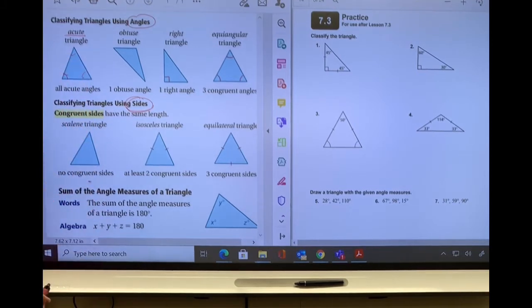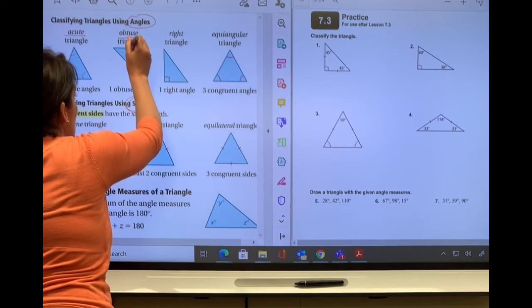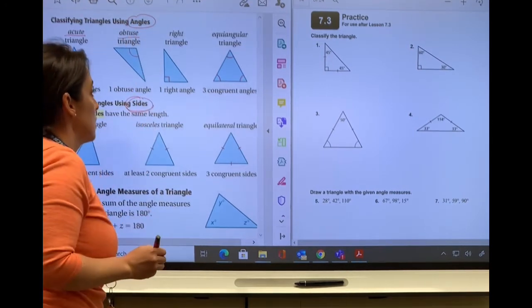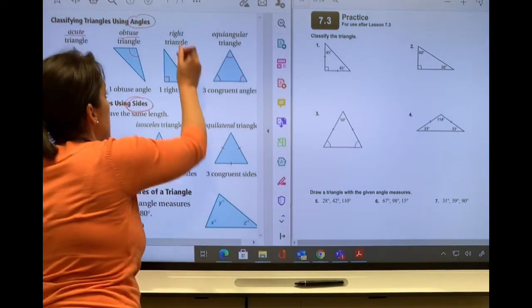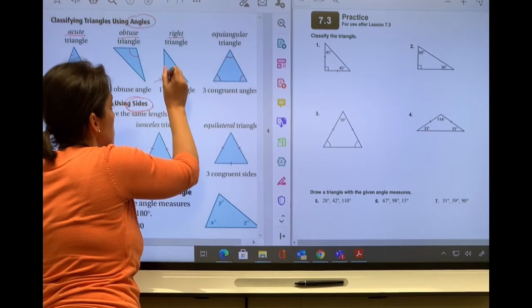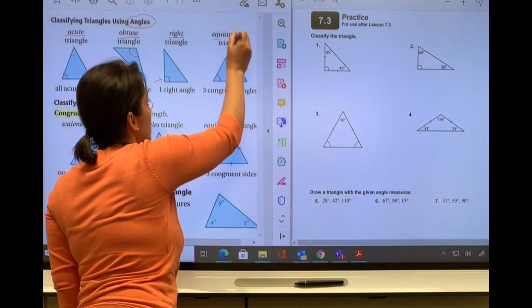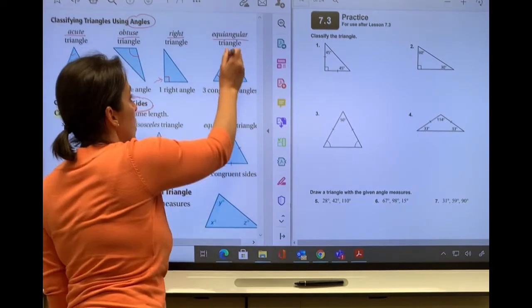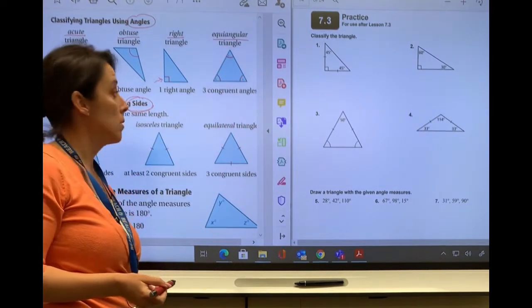So an acute triangle just means that all of the angles that make that triangle are less than 90 degrees. Obtuse means that one angle is obtuse and the other two are going to be acute. A right triangle just means that it has a 90-degree angle, which you can see right there by the little box. Or an equiangular triangle means that all three angles are the exact same measurement.